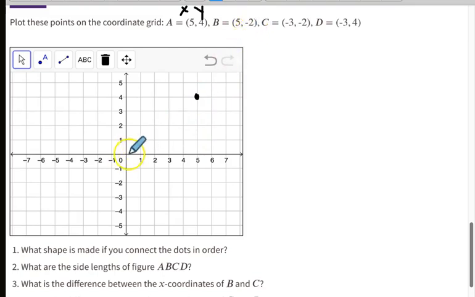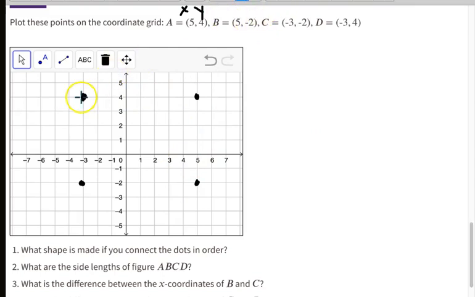5, negative 2. So over 5, down 2. Negative 3, negative 2. Negative 3, negative 2. And negative 3, 4. Negative 3 and positive 4. What shape is made if you connect the dots in order?